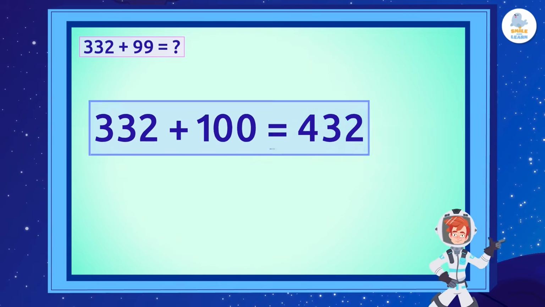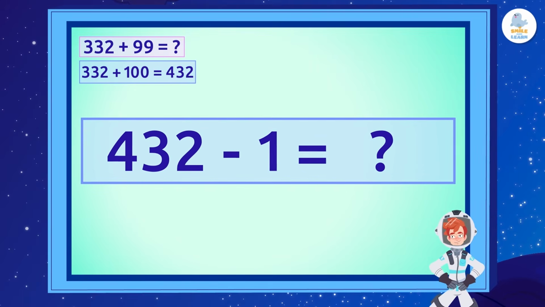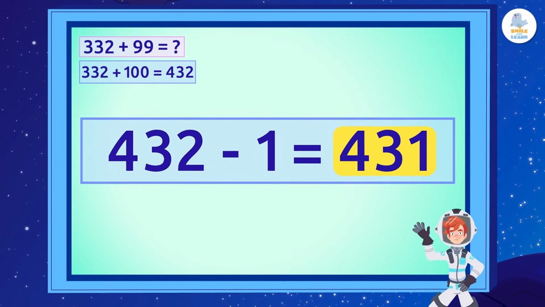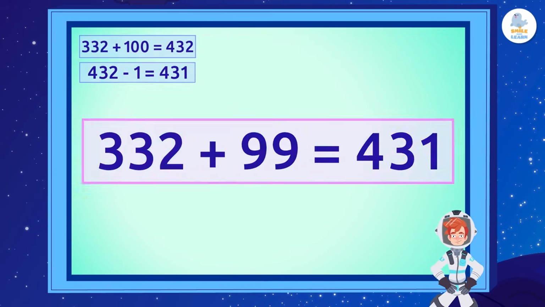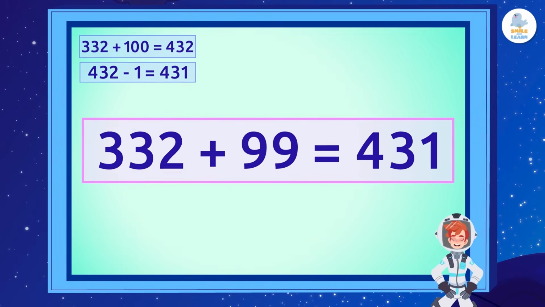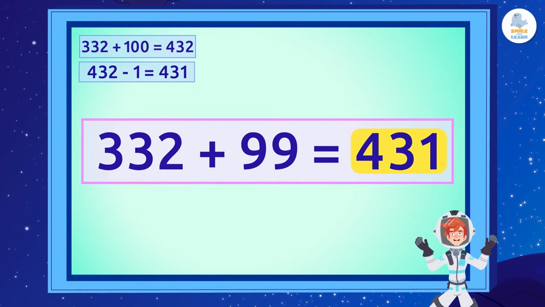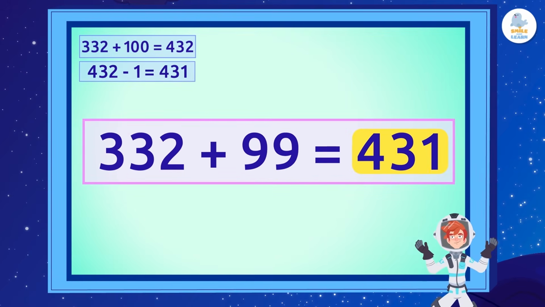Let's keep going. Since we only wanted to add 99 stars and not 100, we simply subtract 1 star from 432, which gives us 431. And that's it! It's that easy. 332 plus 99 equals 431.